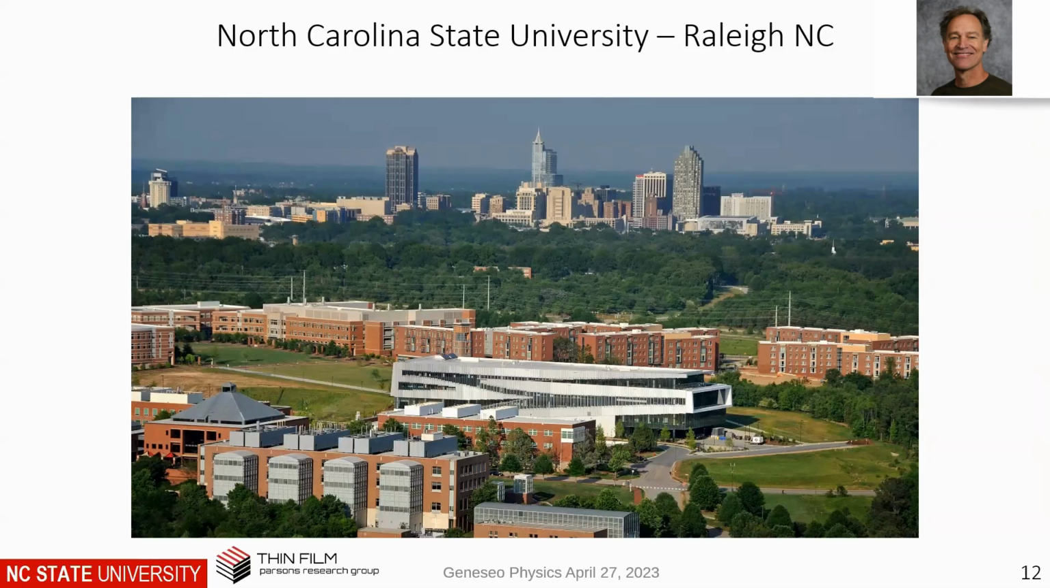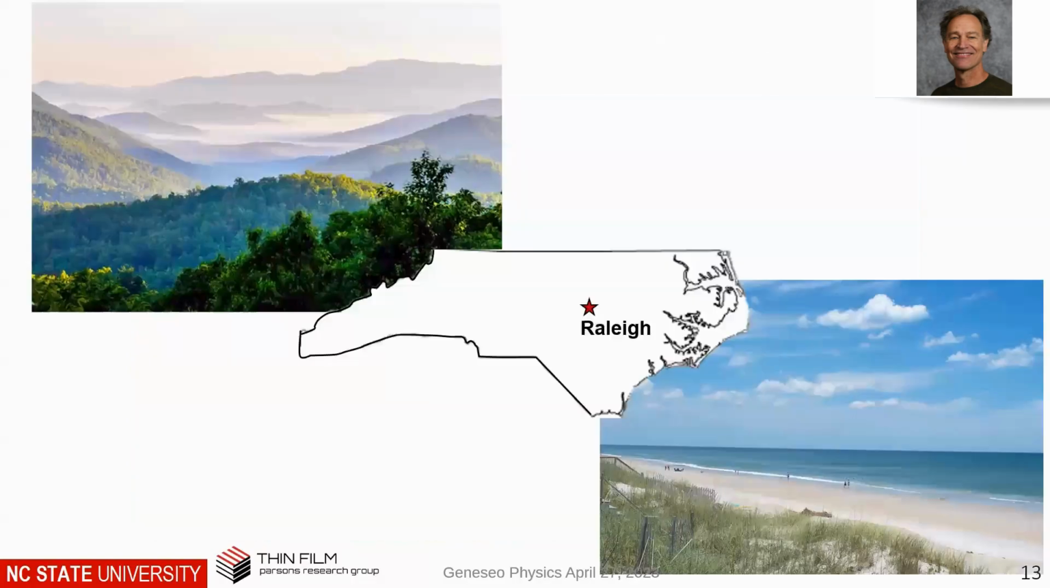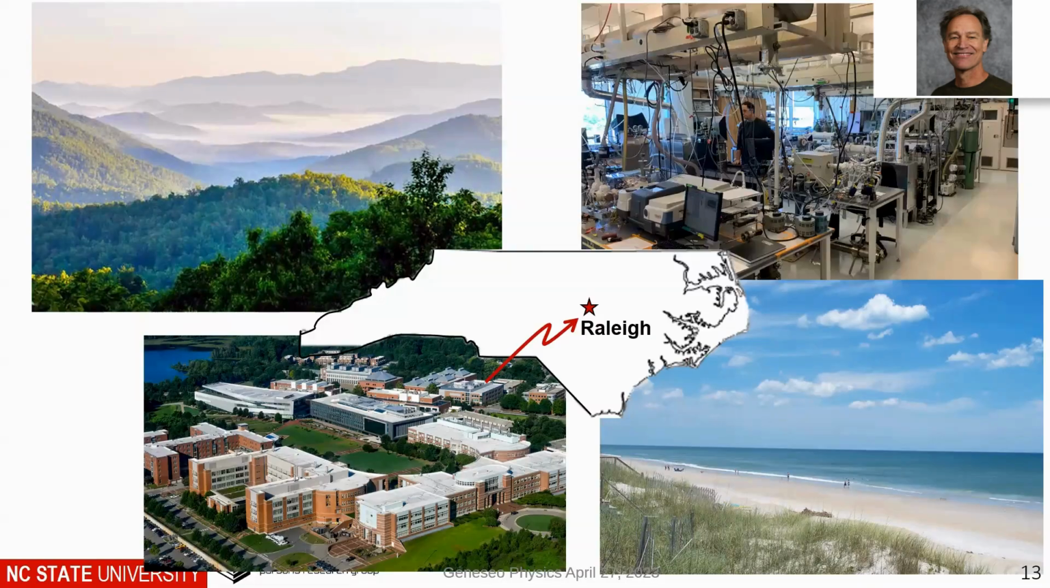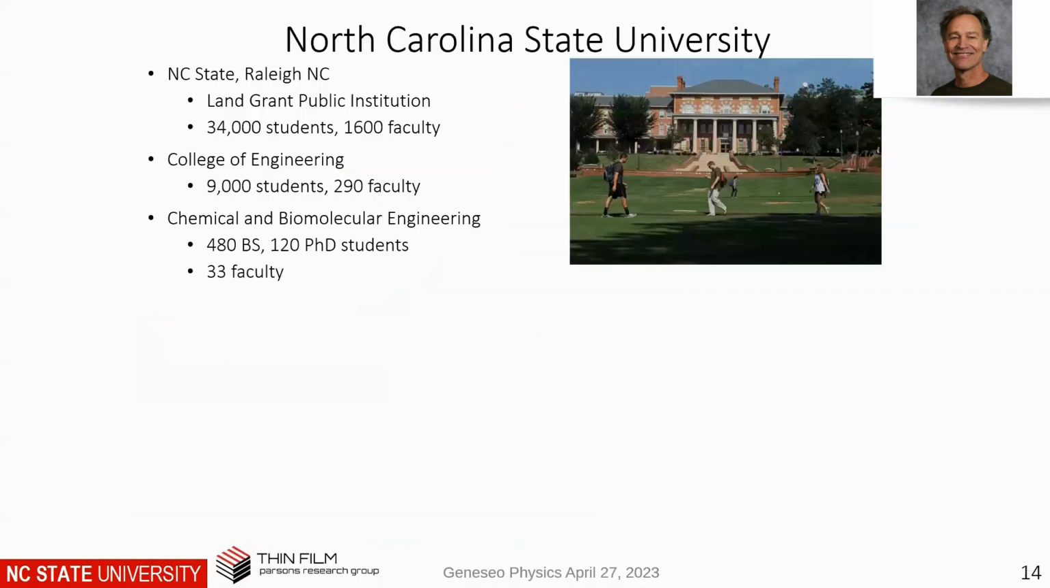It's kind of like Boise in some ways. It's a capital city. We're in the middle of the state. We got a big state university. There we are in Raleigh. If you go to the mountains in the west, go to the beach in the east, and there's our campus right there, right in the middle. And there's my lab, which is right there too.